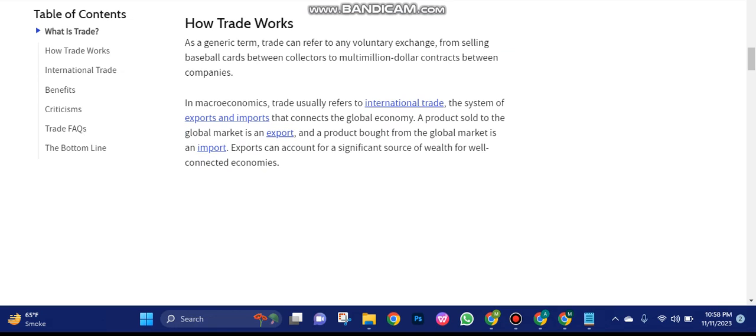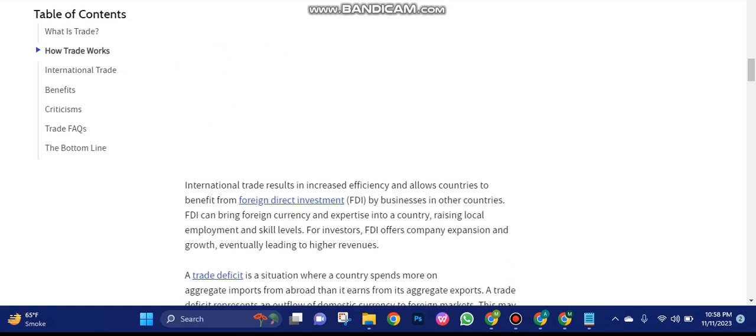between companies. In macroeconomics, trade usually refers to international trade, the system of export and import that connects to the global economy. A product sold to the global market is an export, and a product bought from the global market is an import. Exports can account for a significant source of wealth for well-connected economies.